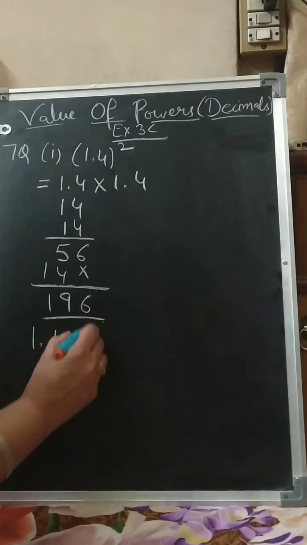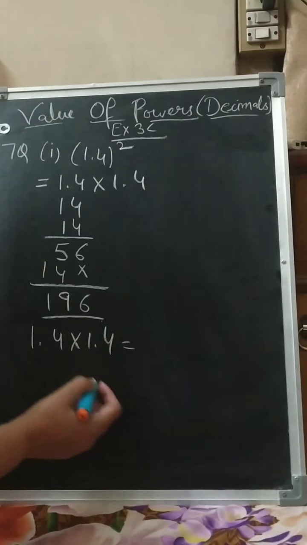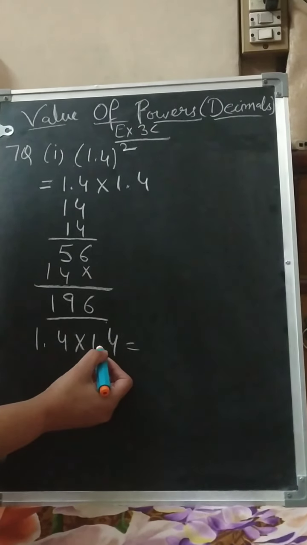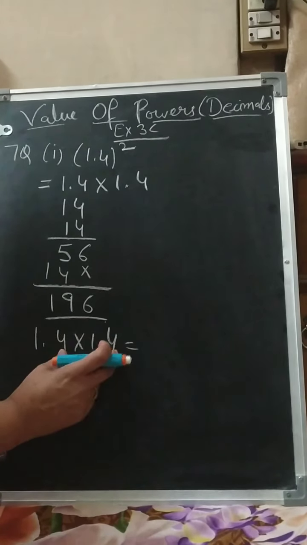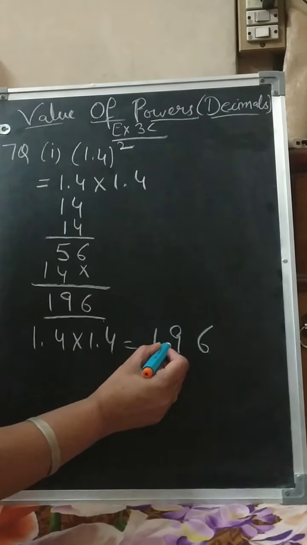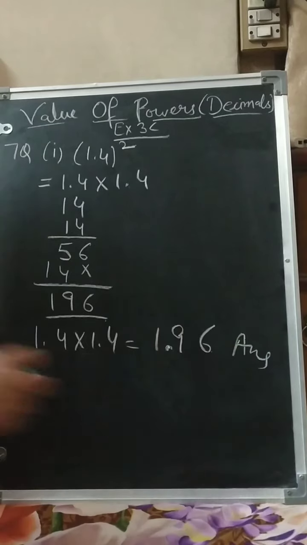Now yesterday also I told how to do. We will do 1.4 multiply 1.4. Now how to put the decimal in the answer? Total after 2 digits decimal is there, so you will put the decimal after 2 digits. So this is the answer.